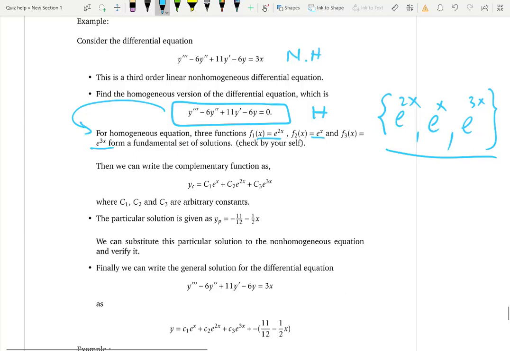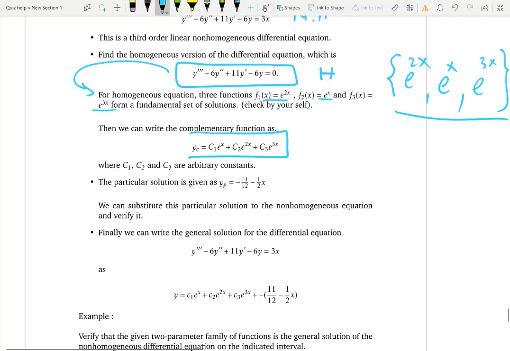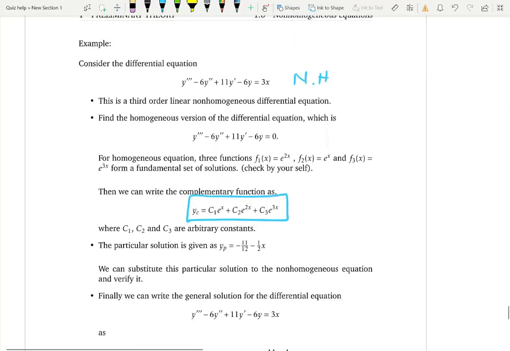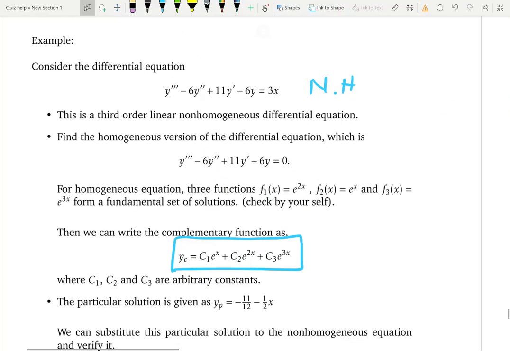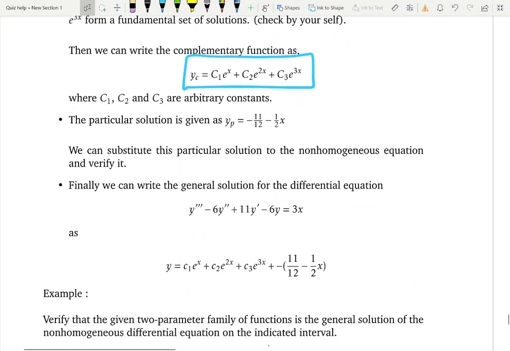That means we can find the complementary function, right? So y sub c, we can write it as the linear combination of these three using arbitrary constants. So we find y sub c. Now you are done with that. Now go back. I erase this, I save yc. Now go back to the non-homogeneous equation. Look at 3x. Using 3x, we will construct a new solution. The procedure, we will learn it later. Trust me. Using that 3x, let's say I found the solution y sub p. This is the particular solution.